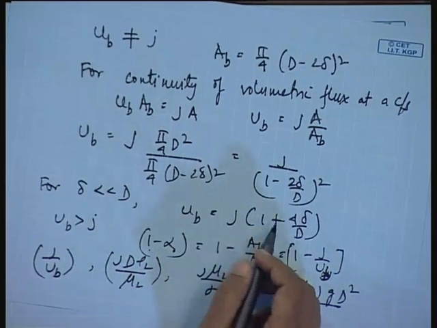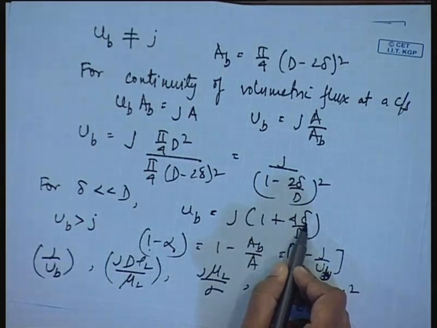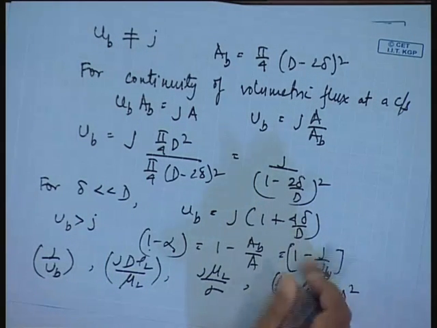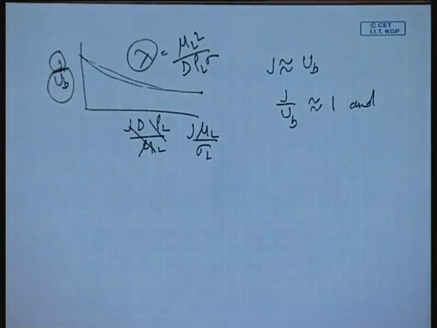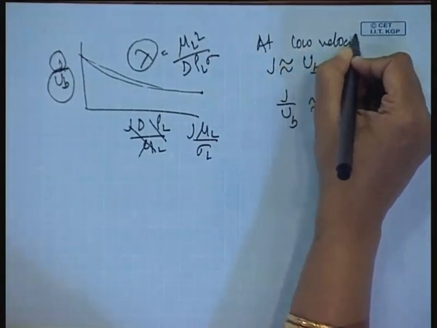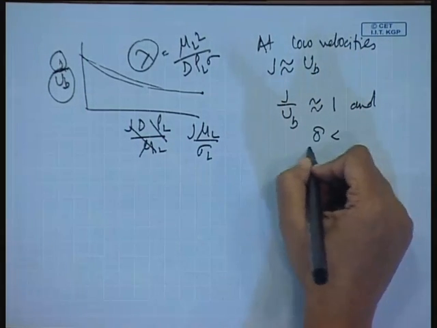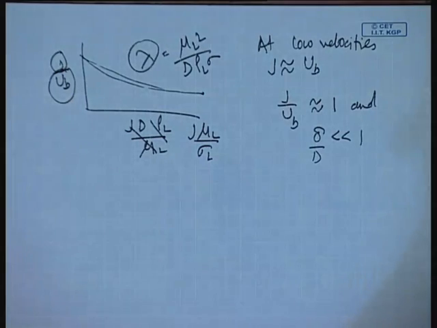So at low velocities, J is almost equal to UB, which implies delta has to be much less than D. Okay. So we find that at low velocities J is almost equal to UB and delta by D is much less than 1.